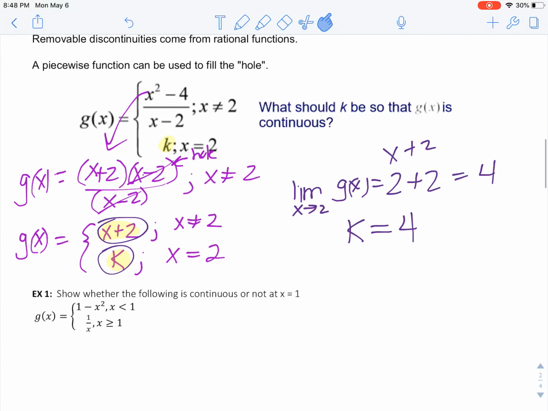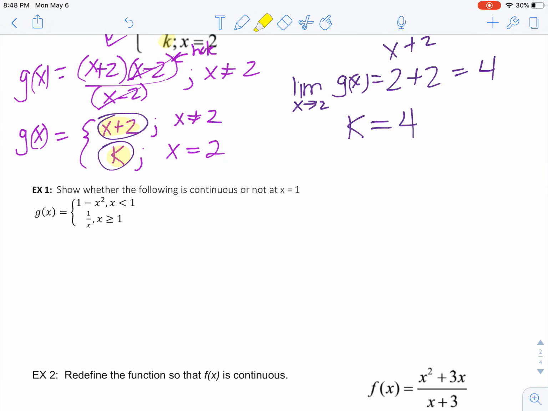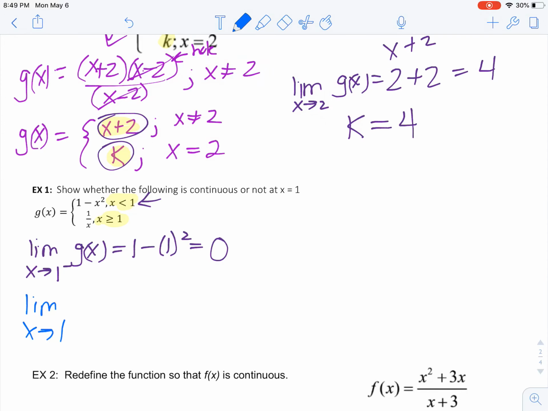Okay. Next one, show whether the function is continuous or not at x equals 1. So x equals 1 is kind of like this cutoff point right here. So I'm going to write my limit as x approaches 1 from the left of g of x, and it is the top function there. So it's 1 minus 1 squared, which equals 0. Then I'm going to do my limit as x approaches 1 from the right of g of x, which is 1 over 1.